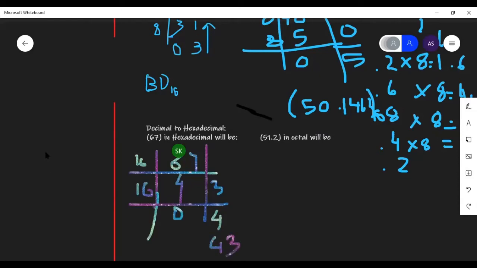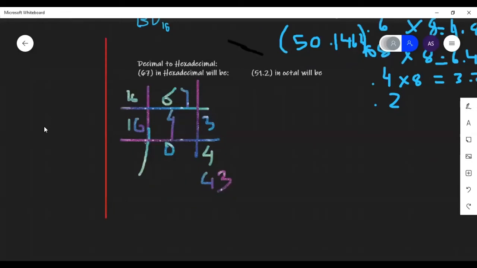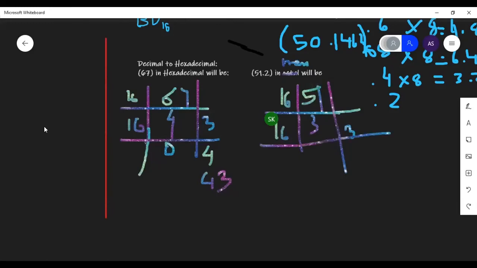Now, let's move on to 51.2. So this is decimal to hexadecimal. Let's start with 51. We have 51 divided by 16, which is 3 with a remainder of 3, since 48 plus 3 is 51. Divided by 16 again, and we get a 3, right? So the part before the decimal is 33. Then after that, we have 0.2, right?